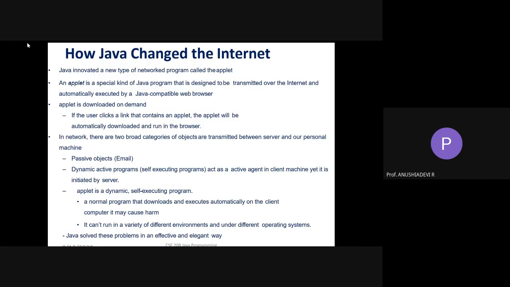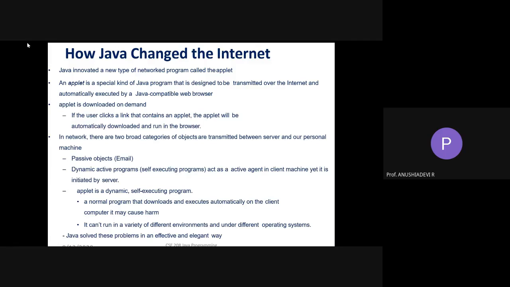How are Java programs used on the internet? For that, a new concept was introduced, called the applet. An applet is nothing but a special kind of Java program that can be transferred over the internet and is automatically executed by a Java-compatible web browser. The applet is downloaded on demand. What does that mean? If the user clicks a link that contains an applet, that applet will be automatically downloaded and executed by the Java-enabled web browser.